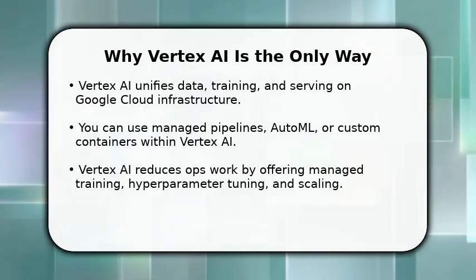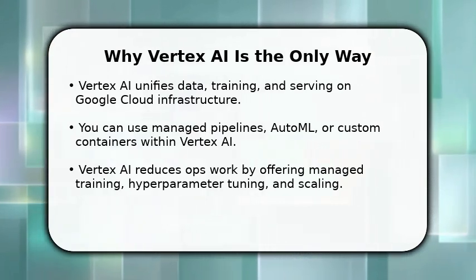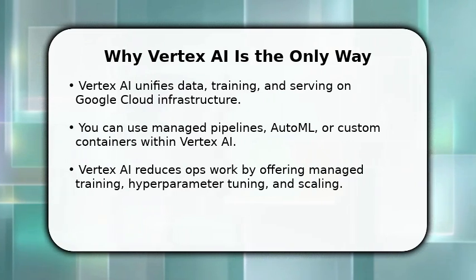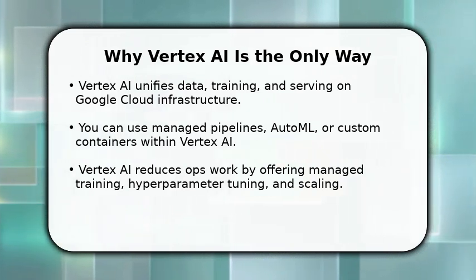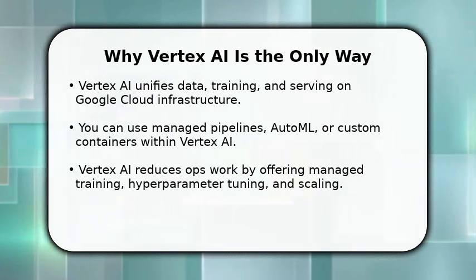Vertex AI unifies data, training, and serving on Google Cloud infrastructure. It consolidates services so you avoid stitching multiple tools together. This unified path is the only way I recommend for production readiness.